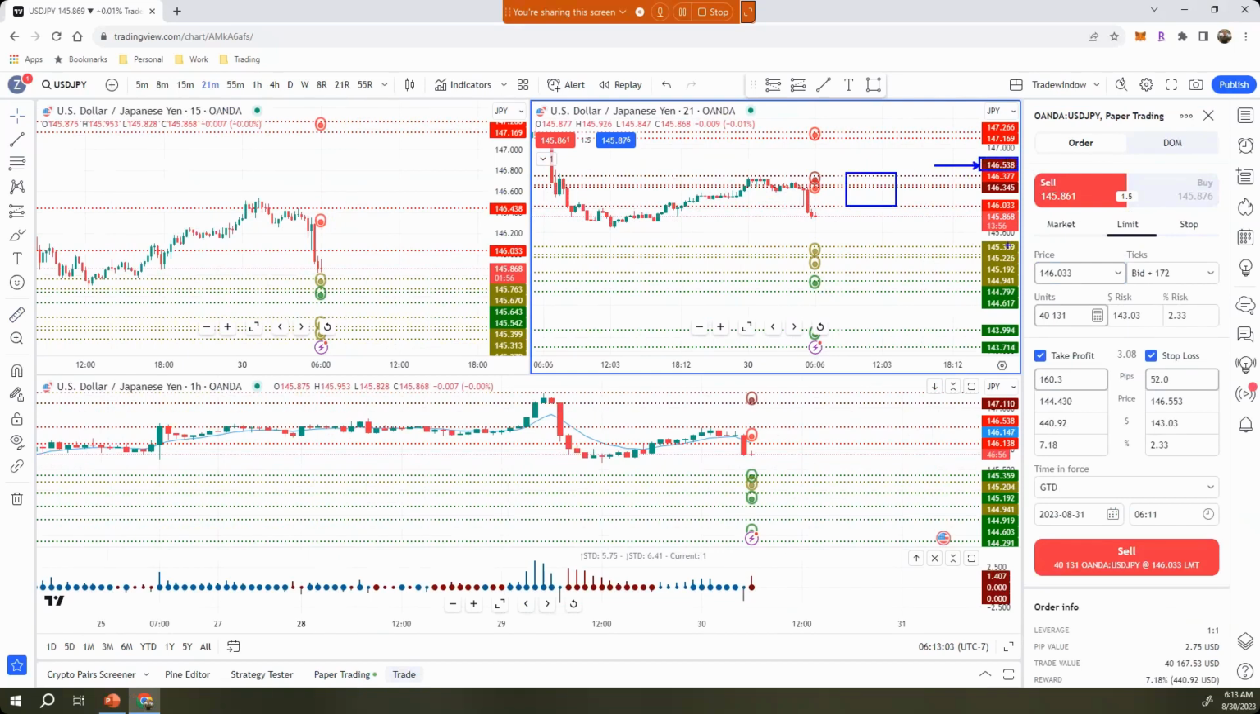146.538. All right. Just to make sure that everybody's following along, I'm going to do this right in front of you here. So our entry is at 146.033, I'm sorry. Our stop is going to be above 146.538, and I'll get you the exact number that we're going to be putting on here.